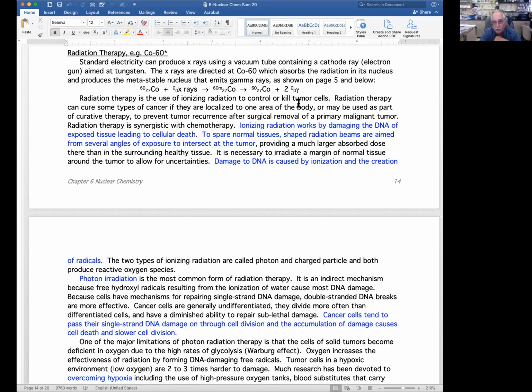It's used to kill cells. So what you do is you aim it at the tumor to kill the tumor cells. You're killing those tumor cells by destroying their DNA. So to spare the normal tissues from being damaged, having their DNA damaged, they've learned to really, really control how the radiation enters the body.